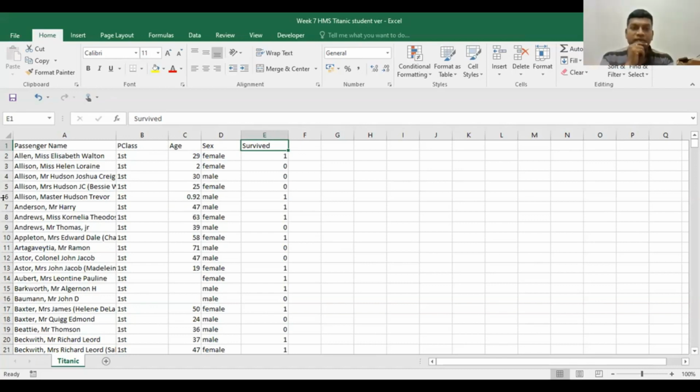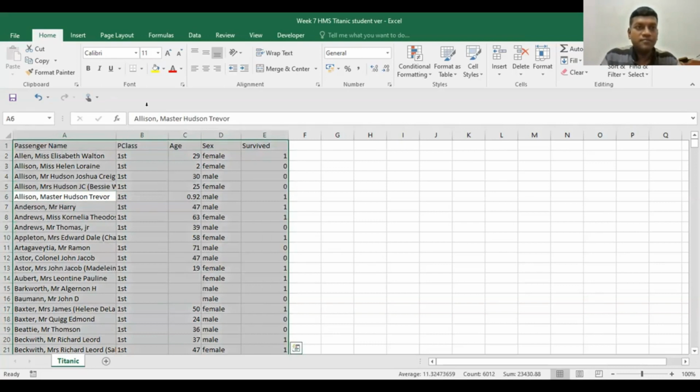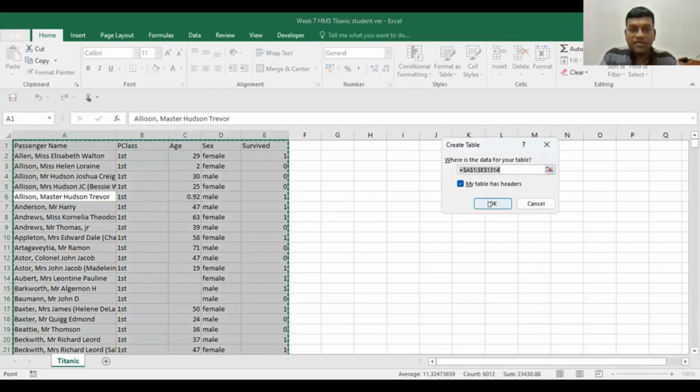All right, let's attempt doing that then. The first thing we'd like to do is remove stuff we don't want. So let me just convert it to a table initially. Control A, and Control T. Okay, my table has headers.